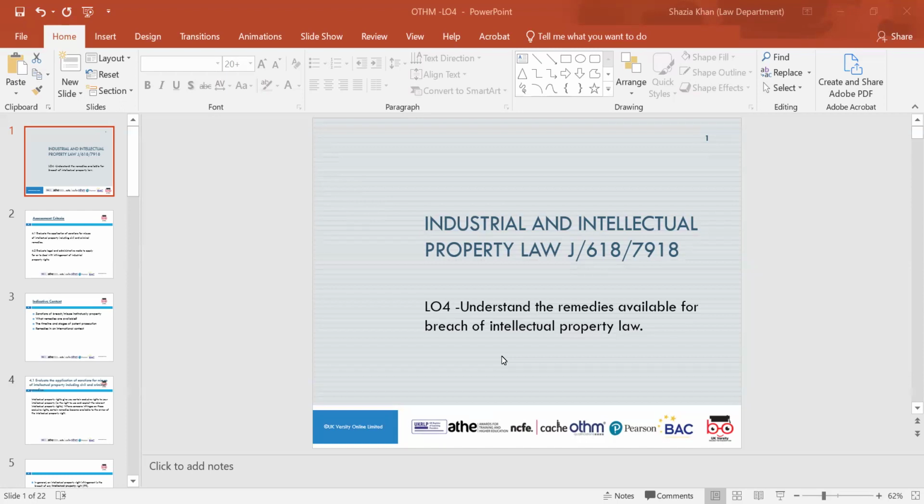Before we go on to learning outcome 4, I just want to summarize what we did in the last learning outcome, so you've got an idea of what we did, and then this follows on from that. So the last learning outcome we did was learning outcome 3, which was to understand the different types of industrial property rights. So we looked at critically analysing the justifications for intellectual property.